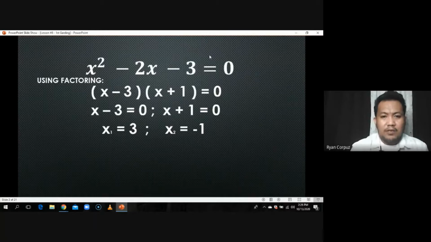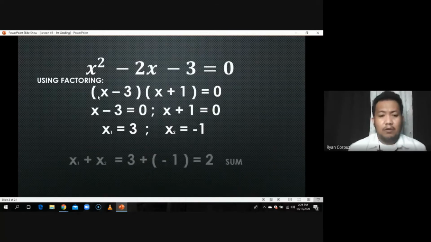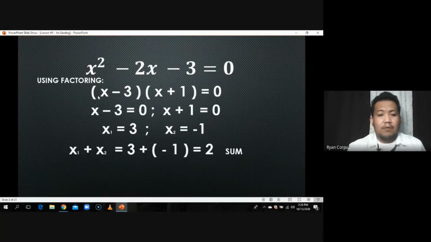So the focus of our discussion now is the sum and the product of the roots. What if we are going to find the sum of it? That means the solution number 1 plus the solution number 2. Just simply substitute: we have 3 as the first solution plus the second solution, negative 1. So we come up with 2, which is the sum of the two roots of the given quadratic equation.